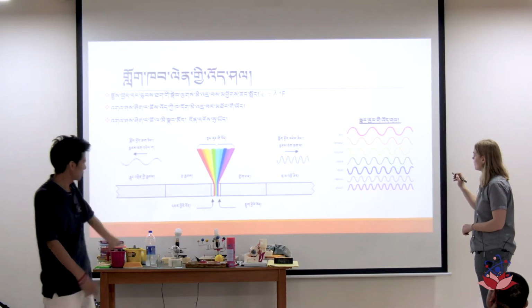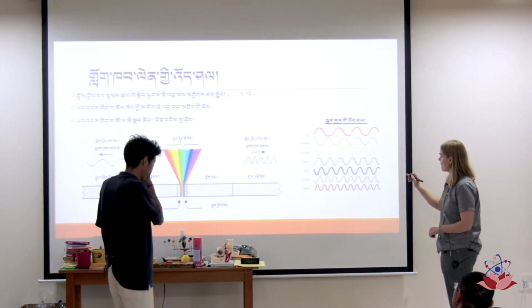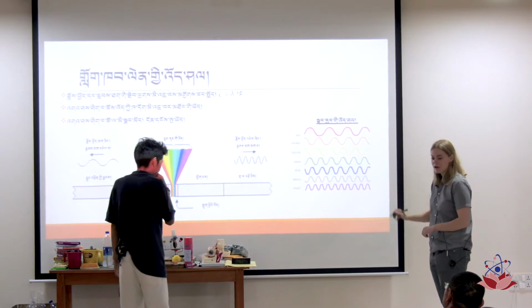So even within the visible spectrum, I have red has a longer wavelength than violet.